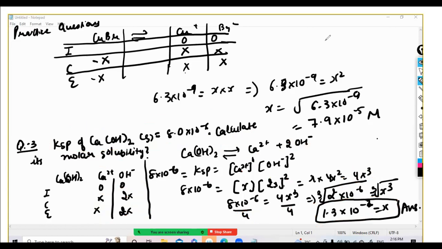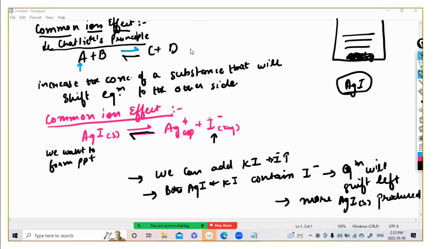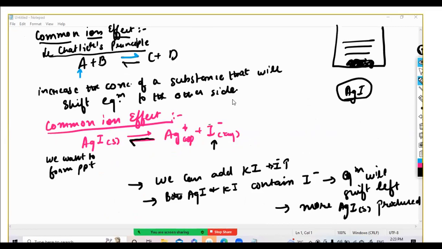Now moving on. This was about KSP. Now we want to learn about the common ion effect. This is an application that is used to produce salts, when you want to have precipitates of a salt. This is one of the methods. You can make use of this effect to do so.